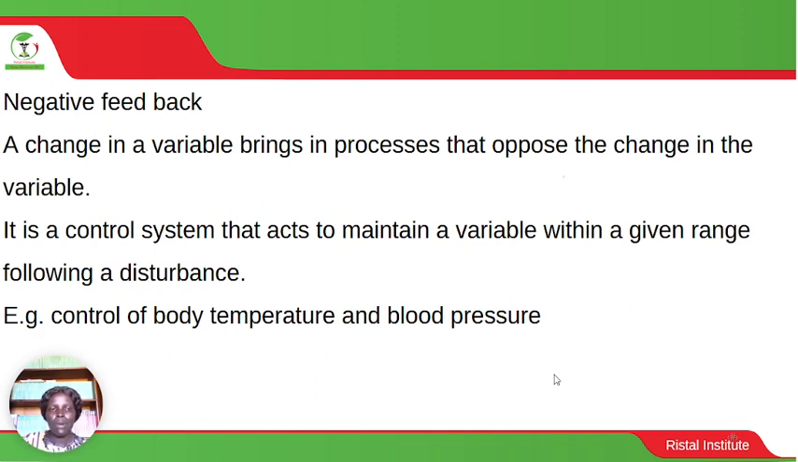If the temperature of the body is high, for instance, what the body will do is try to cool itself down, and this can be done through sweating. The person sweats, then after sweating, the body cools down. Those are some of the examples of negative feedback.